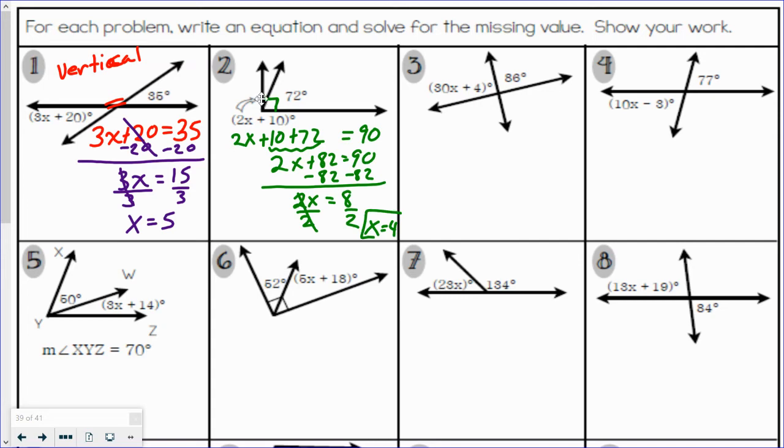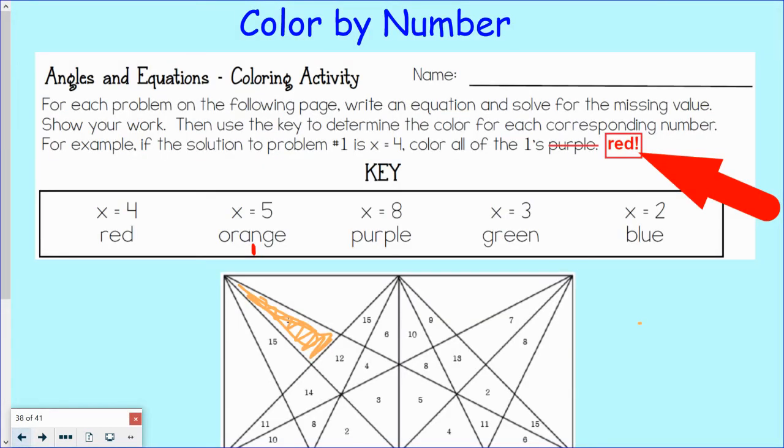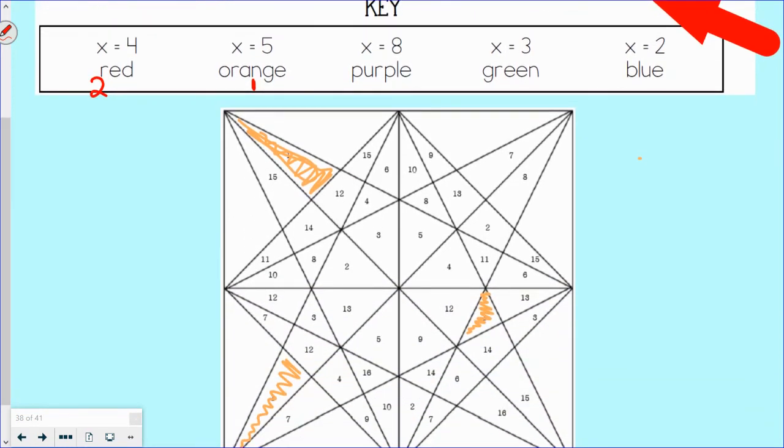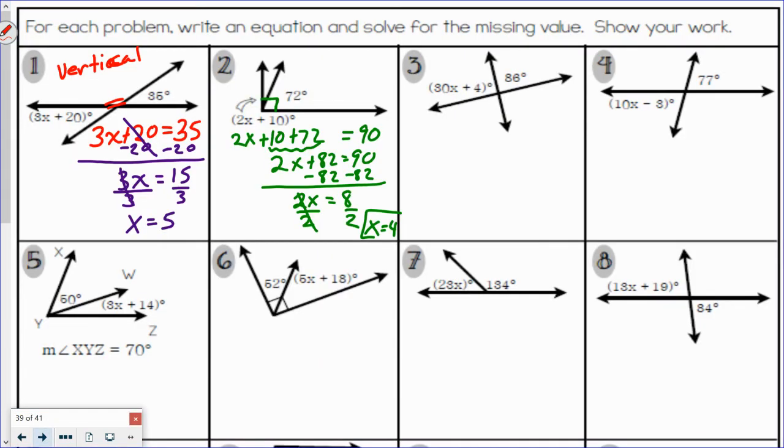All right, so if x equals 4, that means it is red. So everywhere I see a 2, I'm going to color it red. There's another 2. There's another 2. That's it. So let's go back and look at another problem.